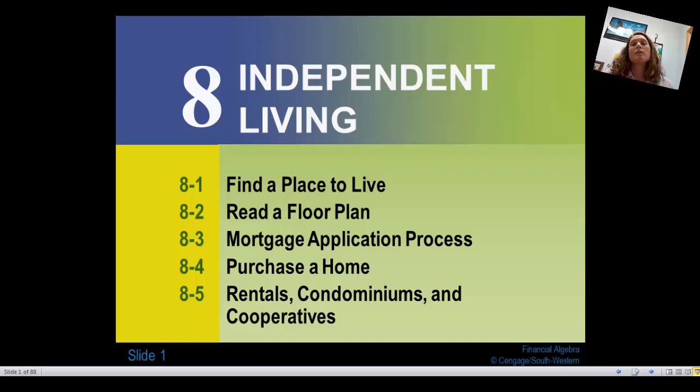So chapter 8, we're going to do independent living. 8-1 talks about how to find a place to live. 8-2 is about reading a floor plan. 8-3 is the mortgage application process. 8-4 is purchasing a home. And then the last one is rentals, condominiums, and cooperatives.